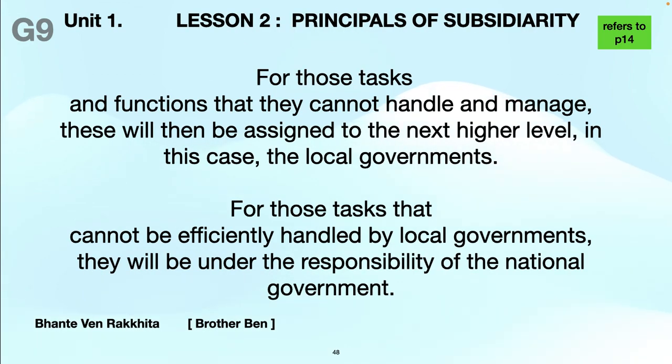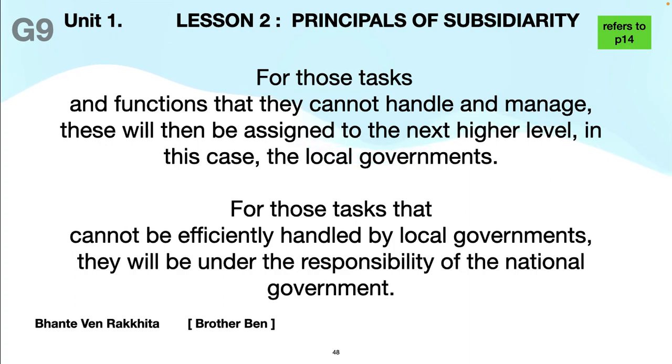For those tasks and functions that they cannot handle and manage, these will then be assigned to the next higher level, in this case, the local governments. For those tasks that cannot be efficiently handled by local governments, they will be under the responsibility of the national government.